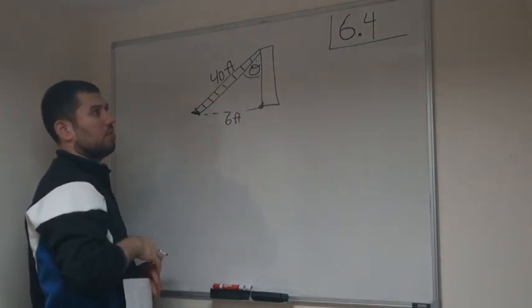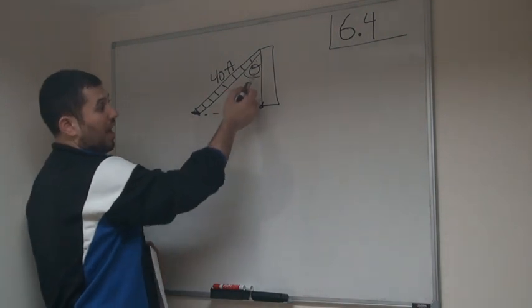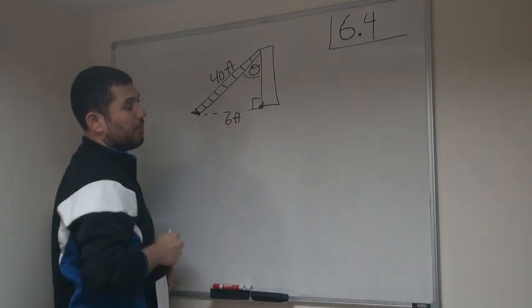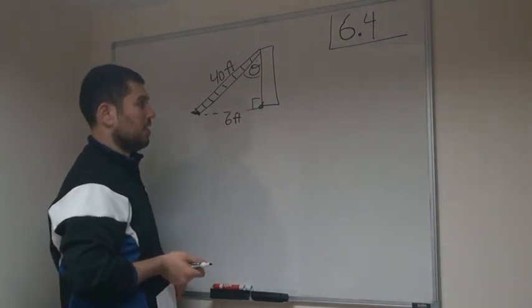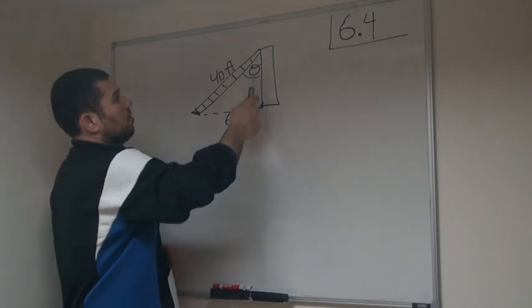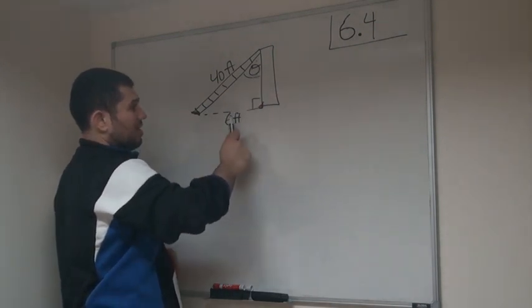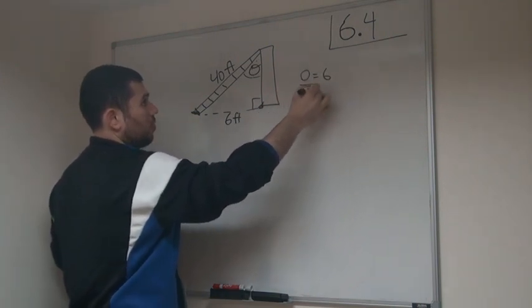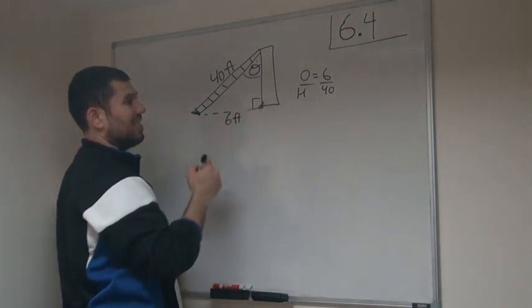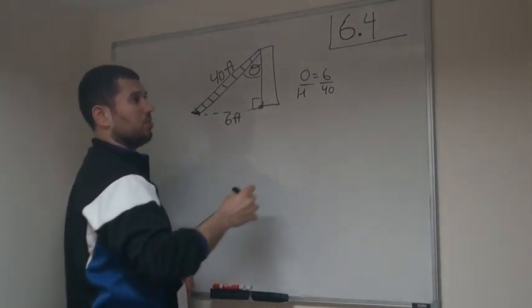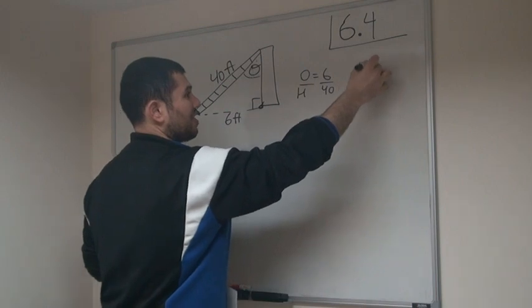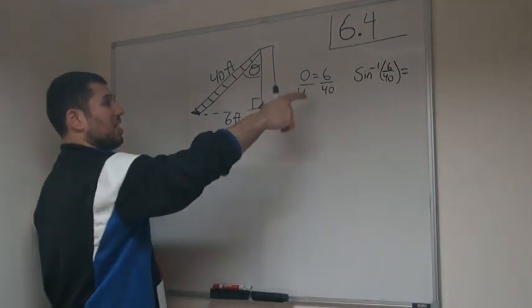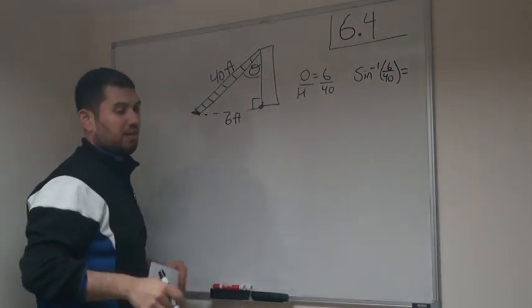Well, technically for theta, I have the opposite side. And if the building and the ground are perpendicular, which hopefully they are, it's not the Leaning Tower of Pisa, then I know that the opposite side is 6, the hypotenuse is 40. Technically the sine would give me the opposite over hypotenuse, so I'd want the inverse sine of 6 over 40. If I use the inverse sine of opposite over hypotenuse, it should give me that angle.